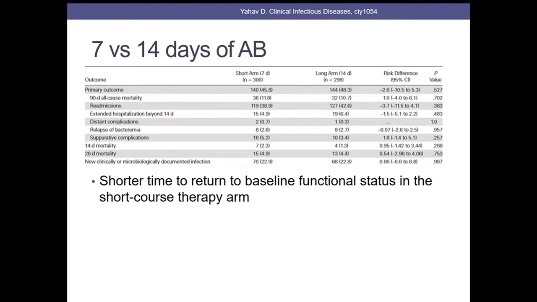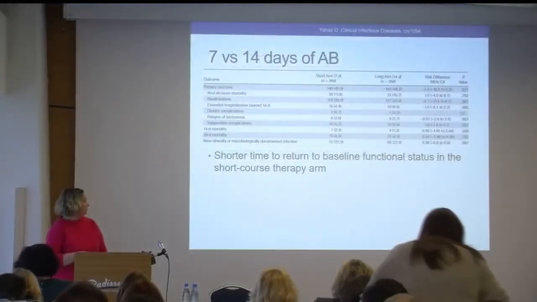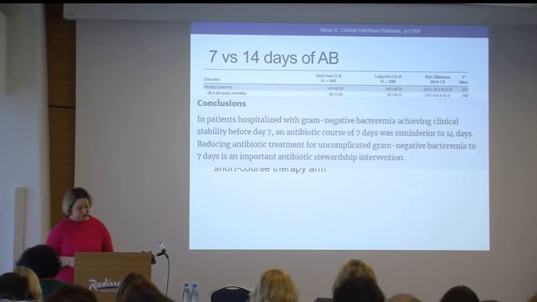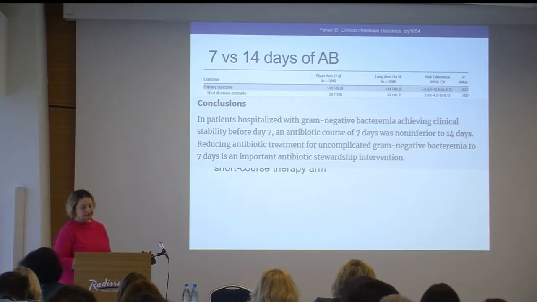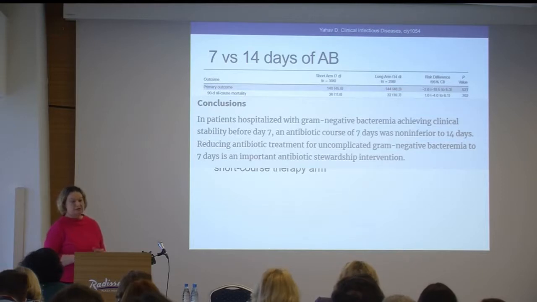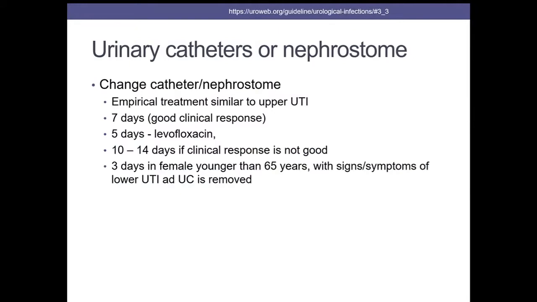There was no difference in any complications and any primary outcomes, and also no difference in 14 and 28 day mortality. The difference was that the 7-day arm had a shorter time to return to baseline functional status. So they concluded that in patients hospitalized with gram-negative bacteremia, achieving clinical stability before day 7, an antibiotic course of 7 days was non-inferior to 14 days. So it is something to keep in mind when you are dealing with that kind of patient.